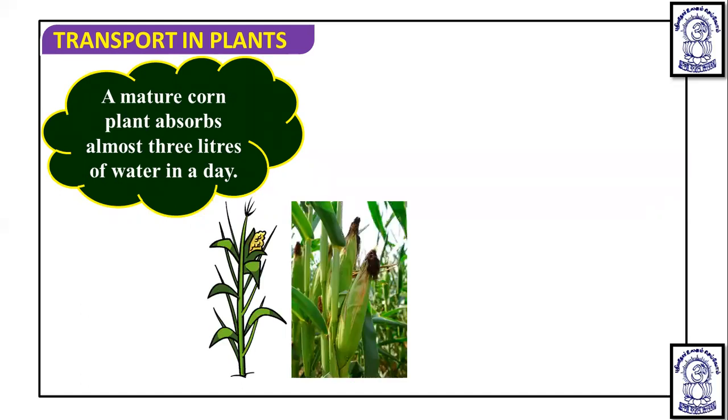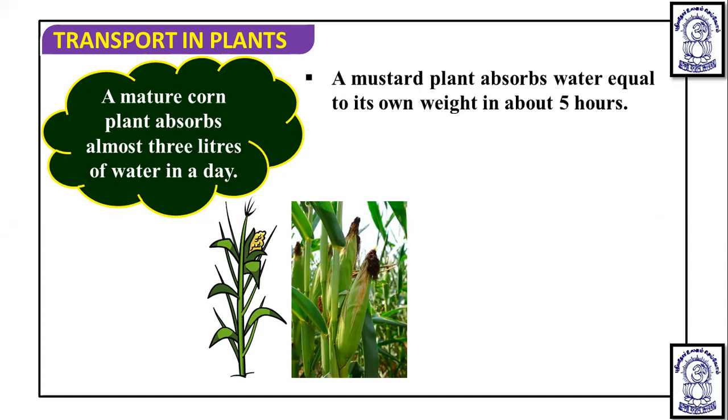If we take an example, a mature corn plant, or maize, absorbs almost 3 liters of water a day. And when we talk about mustard, the mustard plant absorbs water equal to its own weight in about 5 hours. So this much water need and water content is found in different plants.